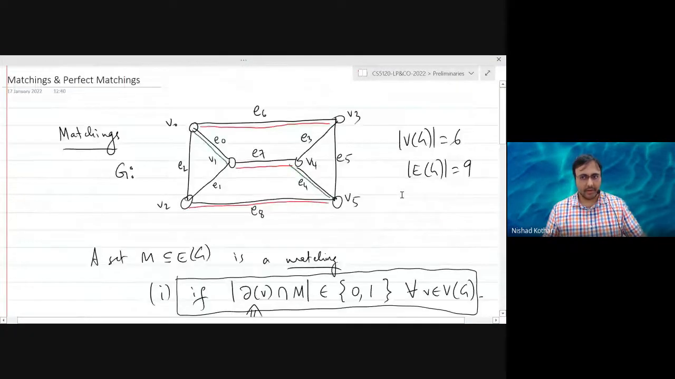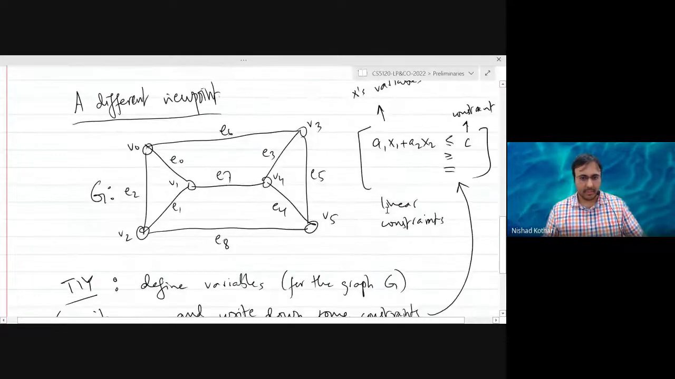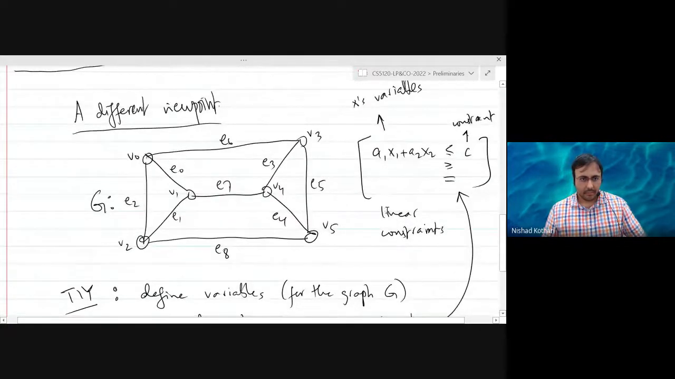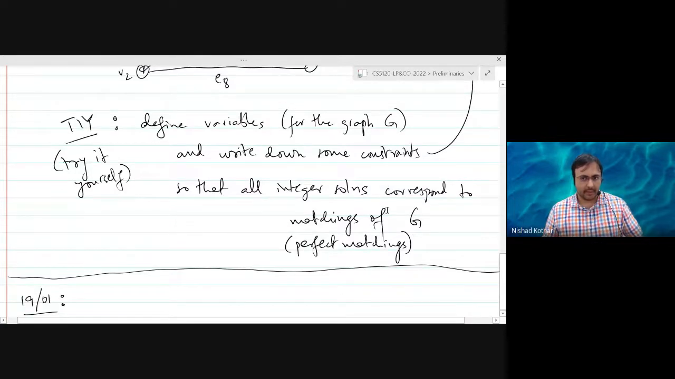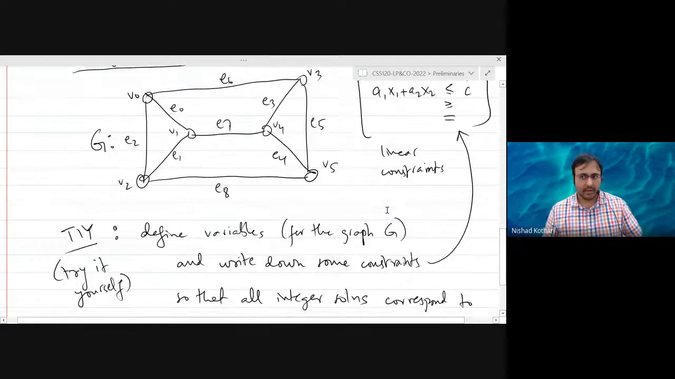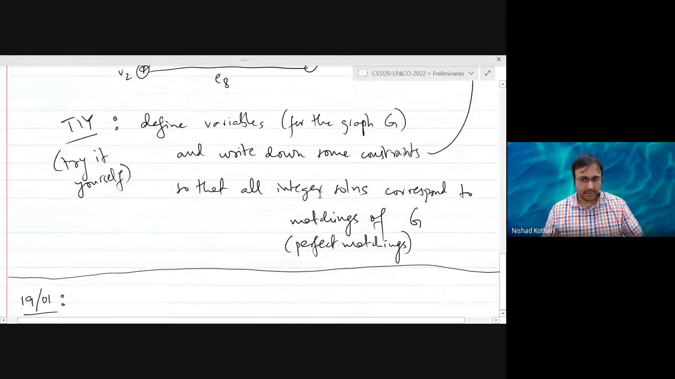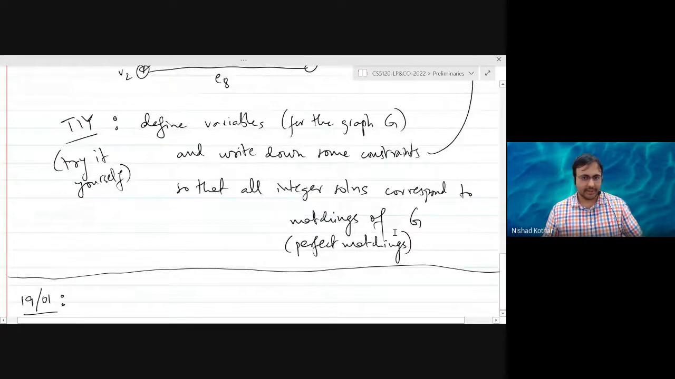Right. So, in the very first lecture of this course, we talked about matchings and perfect matchings after a brief discussion about graph theory, right? And we ended with a particular question, which was a try it yourself problem, which is to define variables for the graph and write down some constraints. These will be linear constraints. We will talk more about them today, so that all the integer solutions correspond to matchings of the graph, and similarly for perfect matchings. So does anybody have a suggestion for this?